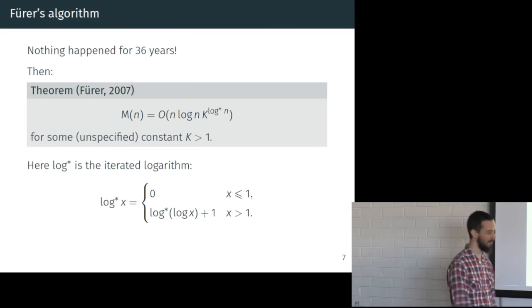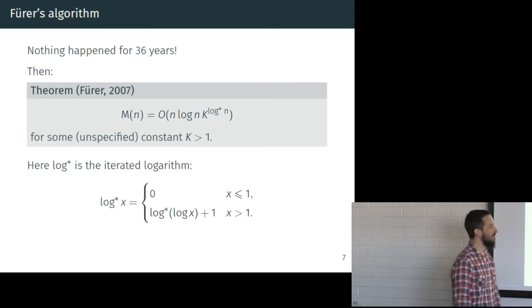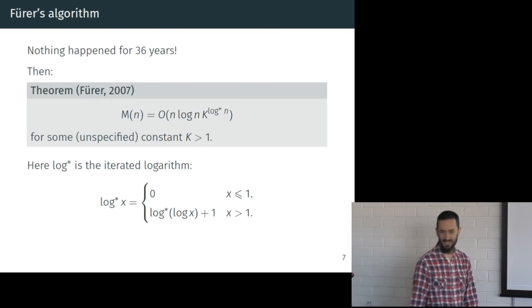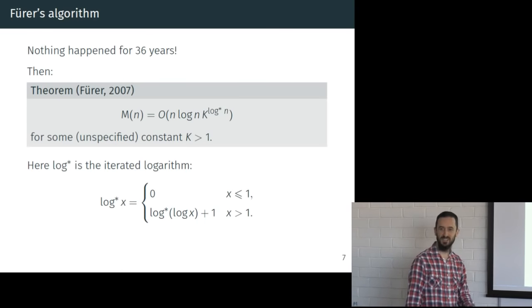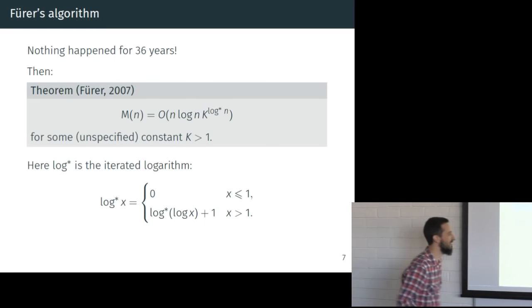Your brain just explodes. Okay, so I think most mathematicians are trained to think of log n as a very slowly growing function. So when you're working in this field, log n feels like a very quickly growing function. It diverges to infinity almost instantaneously, whereas this is a more reasonably paced function, k to the log star n.